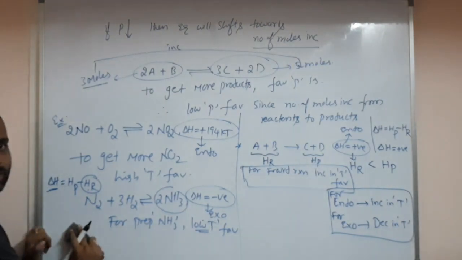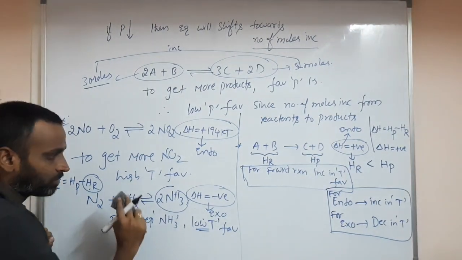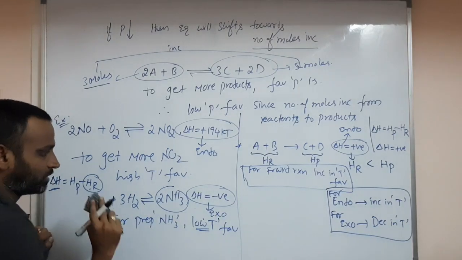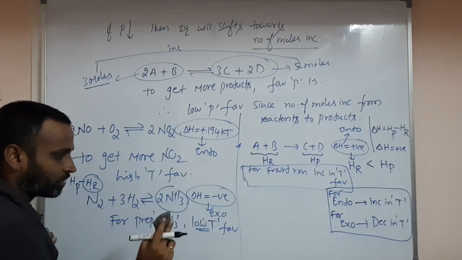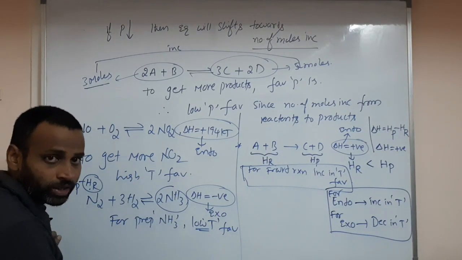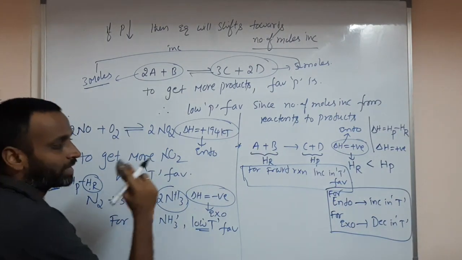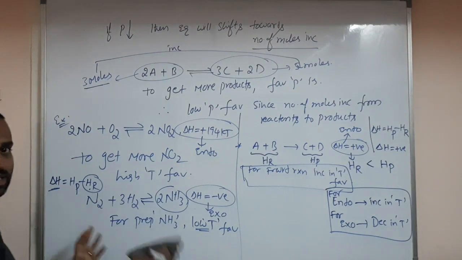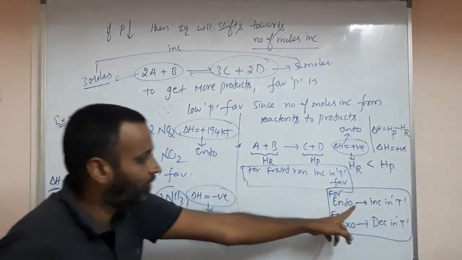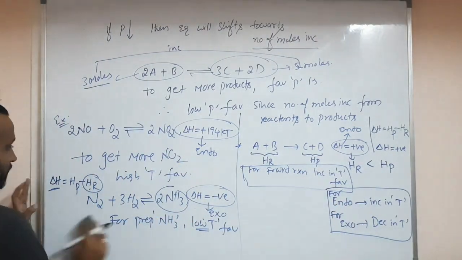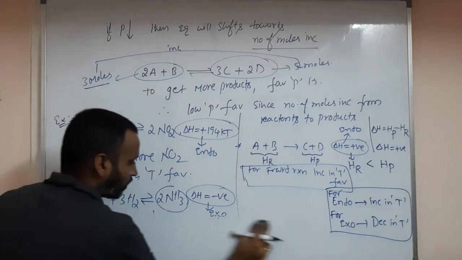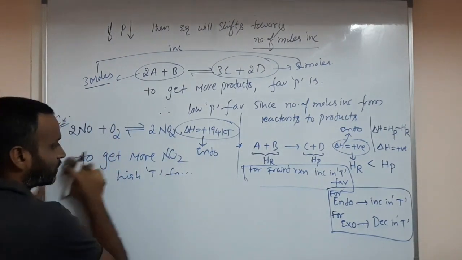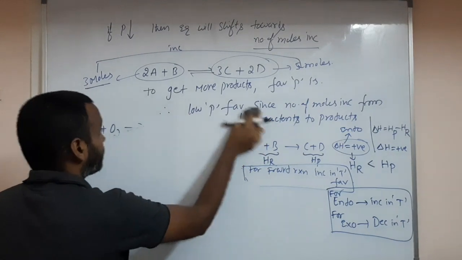As I said, you have to check for the particular reaction what they are asking. If they ask about temperature favorable for the forward reaction, check whether the forward reaction is exo or endo. If they ask about the backward reaction, check whether the backward reaction is exo or endo, and then apply this. That's it. This is the effect of temperature.